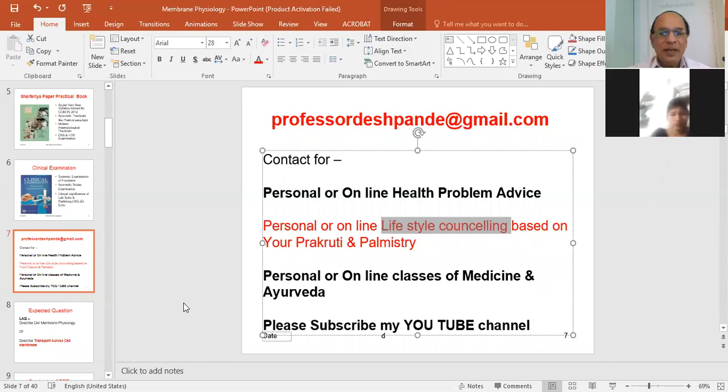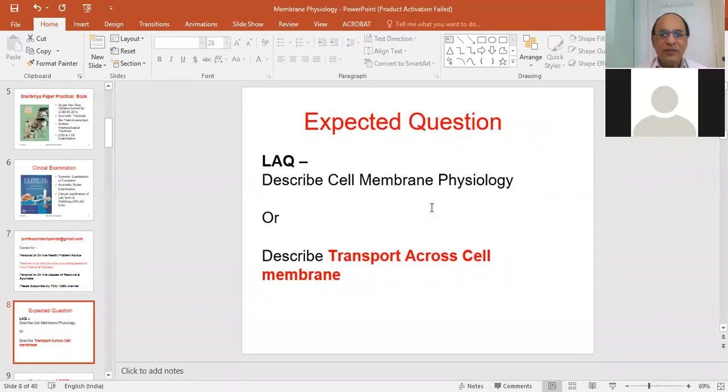What we are expecting here is an LAQ, that is, describe the cell membrane physiology. This can be your question in the university examination. But more probably the question style will be, describe transport across the cell membrane. Transport across the cell membrane is something related to the Srotasa concept of Ayurveda: Utpatti, Parinamana, Vahana and Utsarjan. These are the micro channels at the cell membrane.